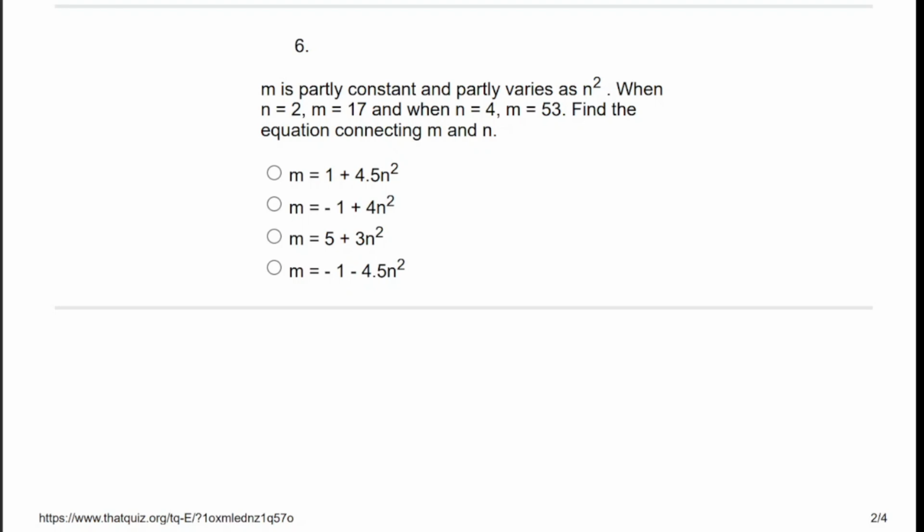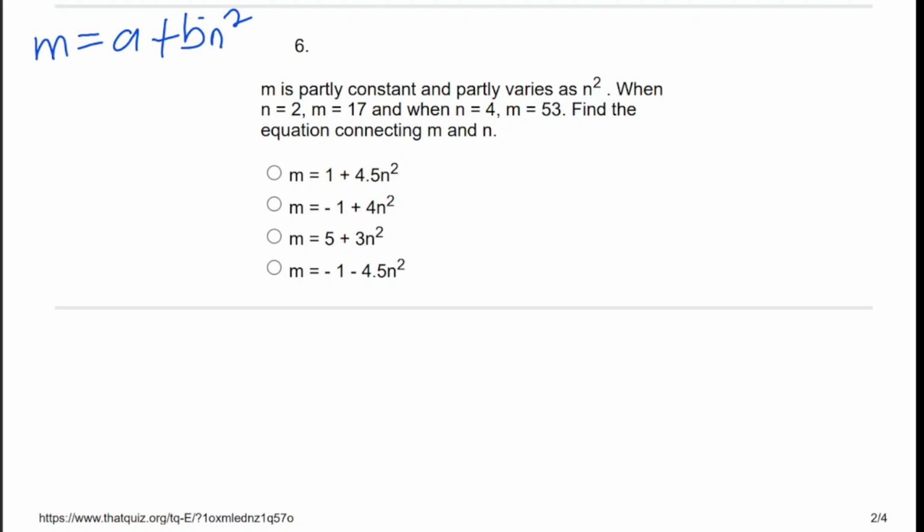We're going to have two parts. The first one here is partly constant. That means we're going to have M equals partly constant, that is a, plus partly varies as N squared. The second constant is b, then N squared. So that is the equation. Then we're going to have two whens. So now let's look at the first one. This will now make us form two equations.